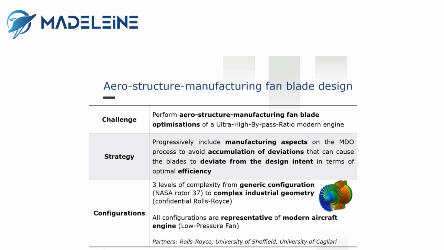Here, in this case, we have defined three different configurations with 3 levels of complexity, starting from the NASA Rotor 37 configuration, which is a very open configuration, to a very complex industrial geometry provided by Rolls-Royce. All these configurations were representative of a low-pressure fan. For this test case, Rolls-Royce, University of Sheffield, and University of Cagliari worked together.